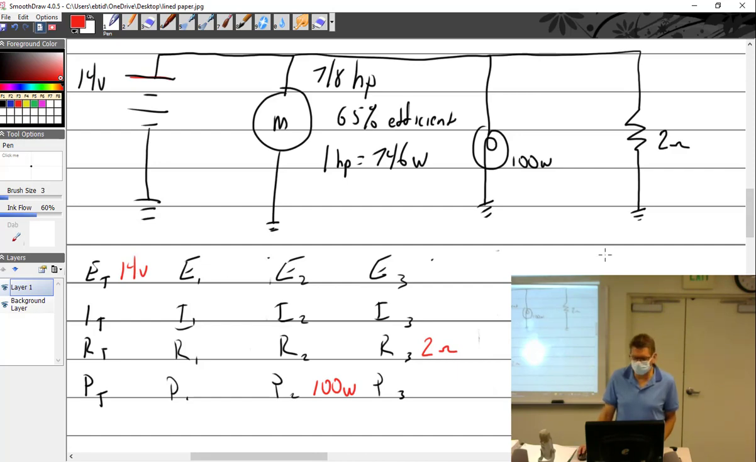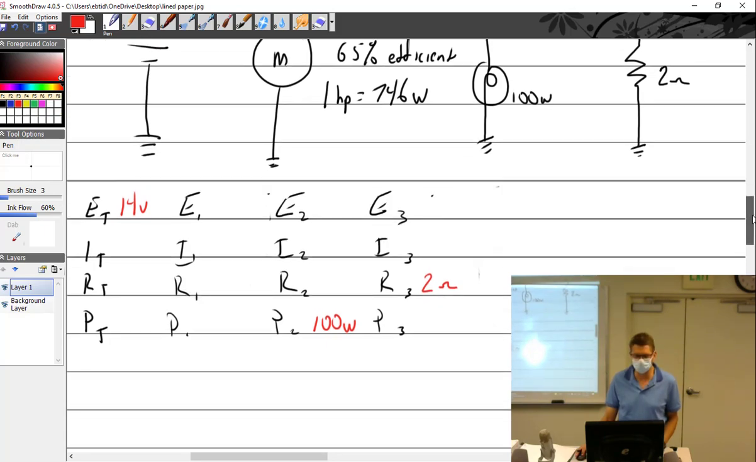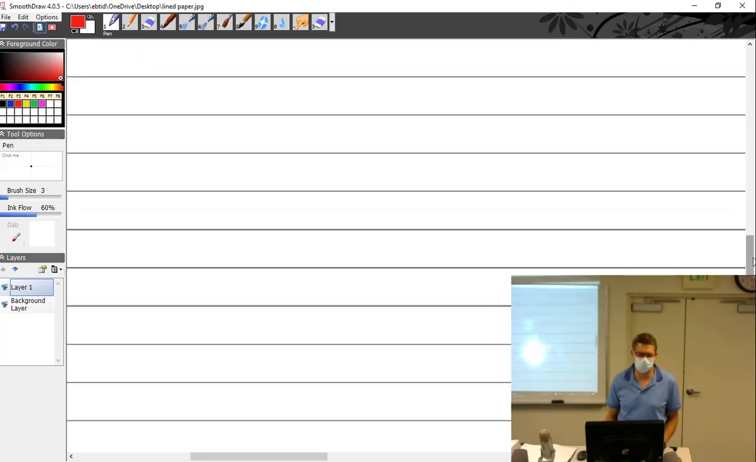Here on the grid, you can see this is all you can fill in. You know it's 14 volts, you know it's 100 watts, and you know you got 2 ohms. All this mess here, you got nothing out of that that's usable right now to fill in this grid. So let's take a look at this right here. I'm going to scroll down, we'll come back up, but we have to solve for that motor, which is really the key to this whole thing. So I said that it's a 7/8 horsepower that's 65% efficient.